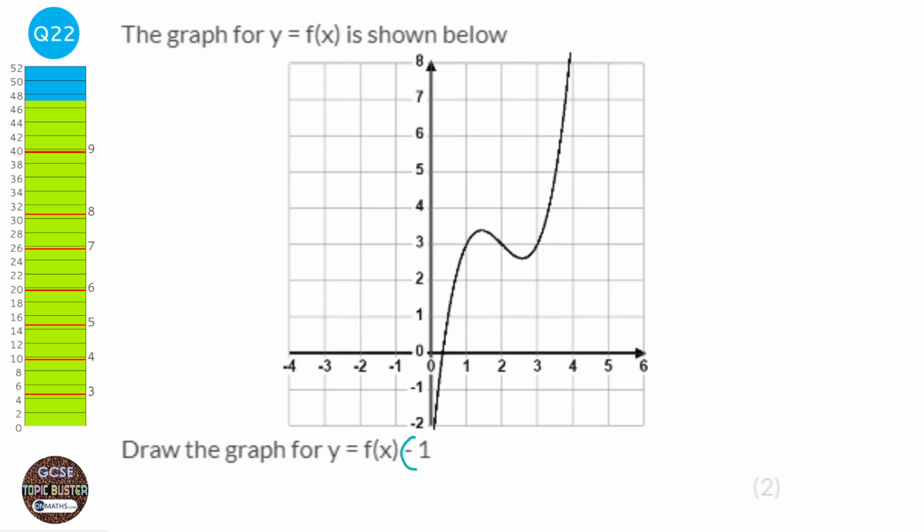We've got to subtract 1 outside the function. So all that means is we move the graph down 1. So instead of here, it's going to be down 1. Instead of here, it's going to be down 1. This bottom bit here will be somewhere down there, and just everything will be down 1. So it's not that easy to sketch, but we'll try our best to sketch it out. And we want to draw exactly the same graph, just down 1.